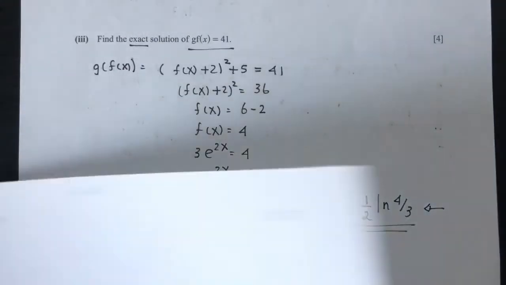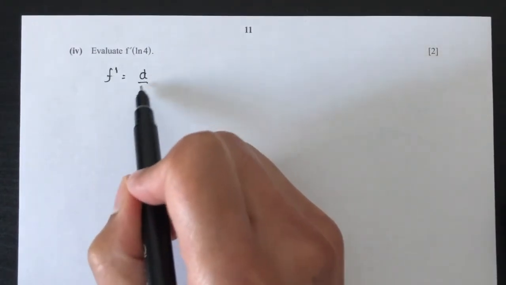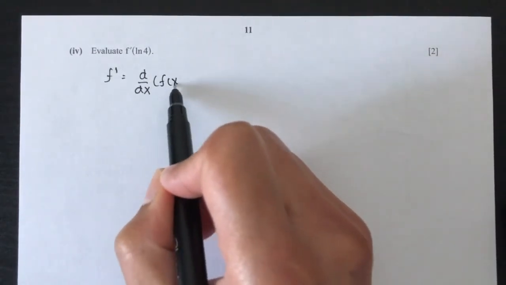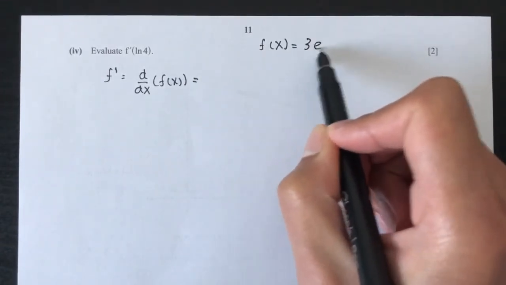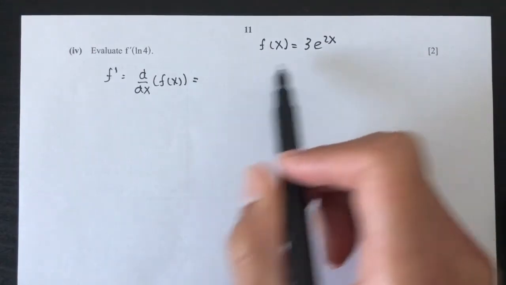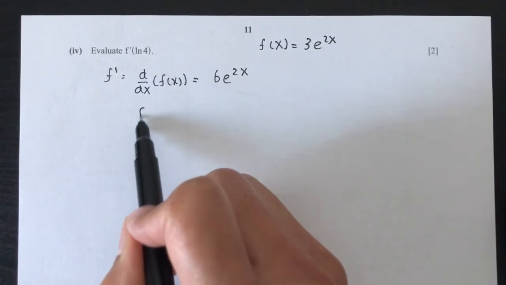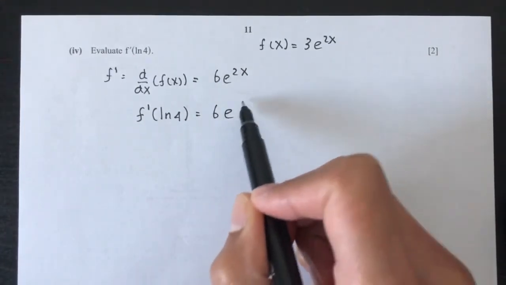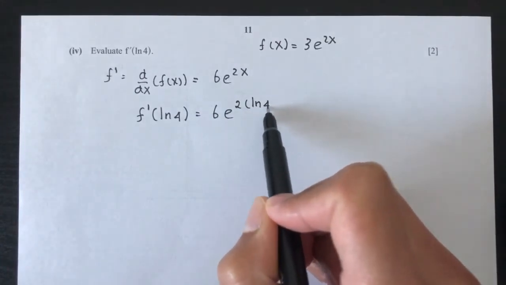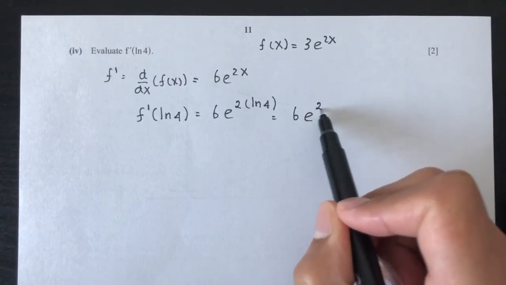Now for part 4, we have to find f prime of ln 4. So now what is f prime? f prime is just d by dx of f of x. So let's find that. We know f of x is given to you by 3e^(2x). So this will become 6e^(2x). So we have to replace the value of x by ln 4. That will be 6e^(2 times ln 4). That will be 6e^(2 ln 4).